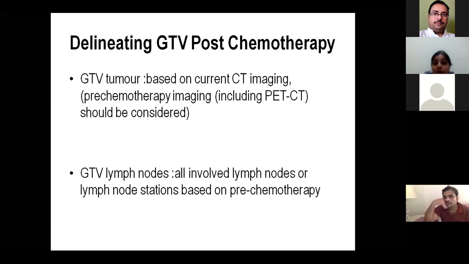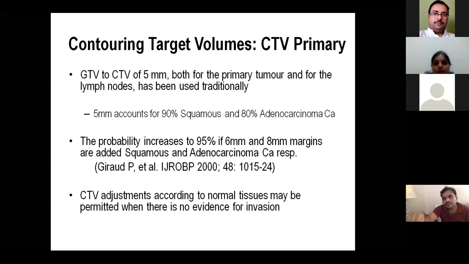And for GTV lymph nodes, they are very particular. Even after chemotherapy, if all the lymph node stations disappear, still those lymph node stations have to be included in the GTV lymph nodes when you're doing this kind of approach.